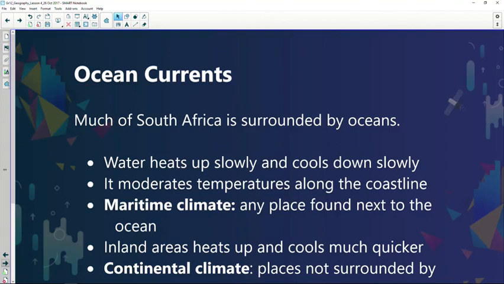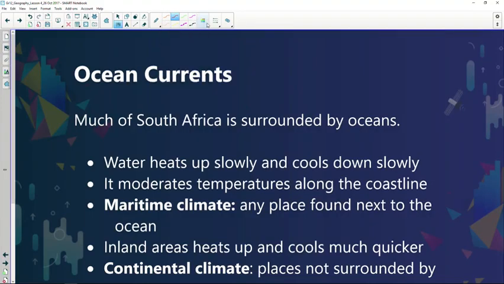Now, South Africa is surrounded by oceans. So immediately we experience two different types of climates. The first climate that we experience is maritime climate. Now what is maritime climate? It's any place that's situated next to the coast. What maritime climate does is moderate the temperature. The reason why is because the coastline is surrounded by water, the water edges onto it.